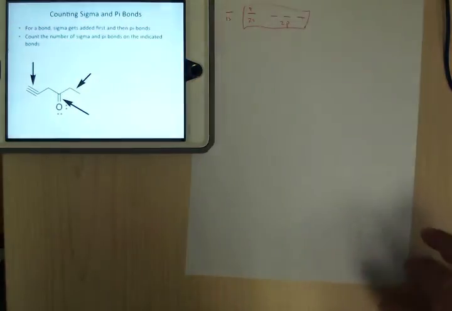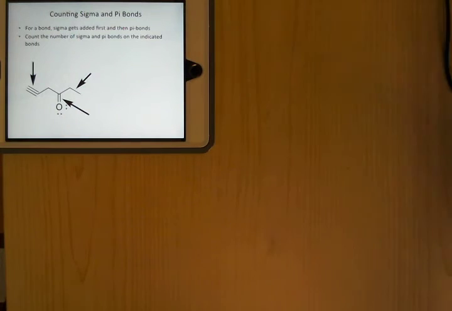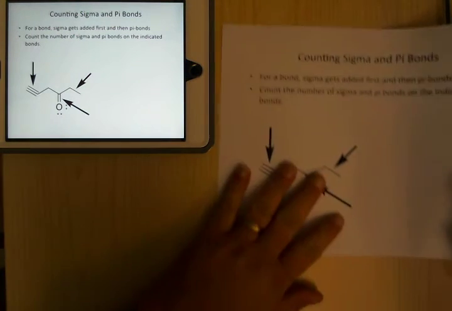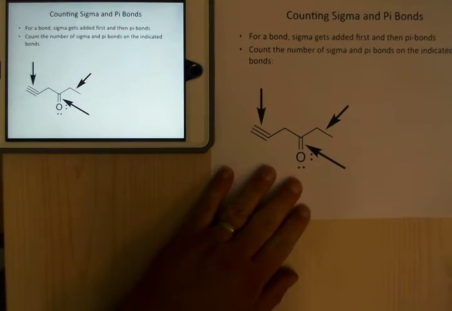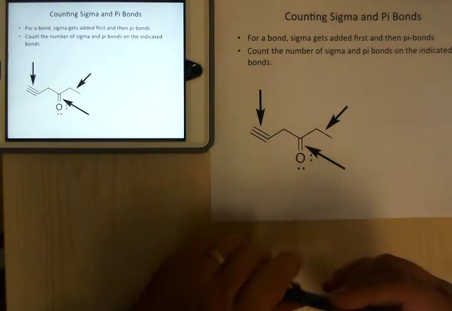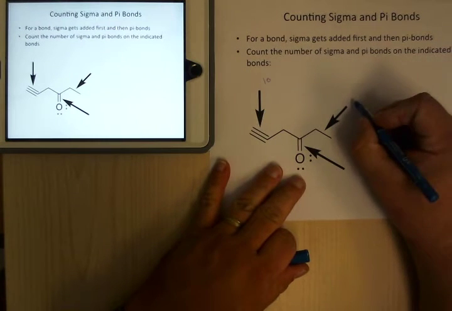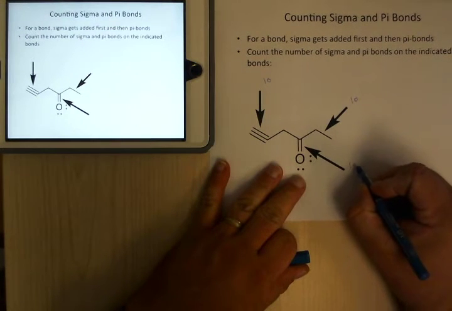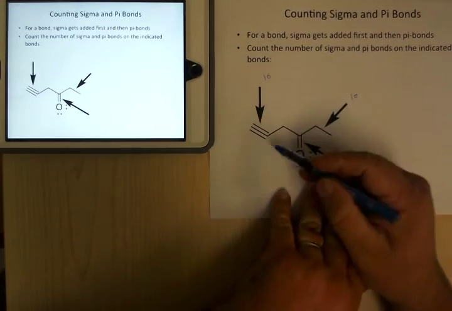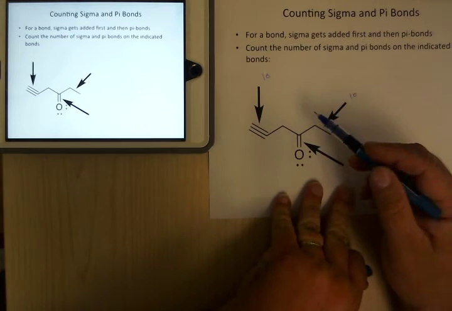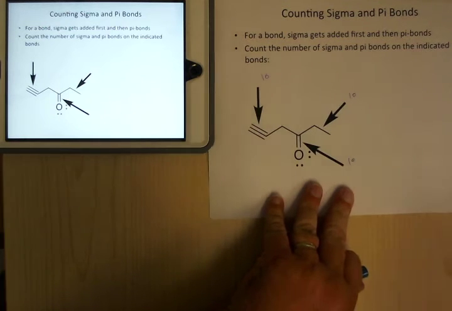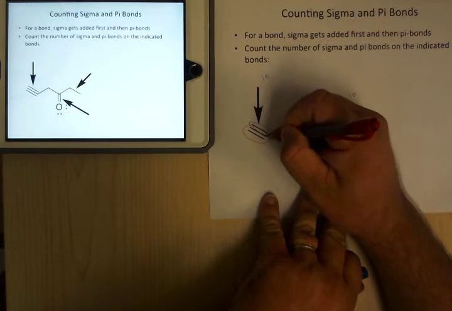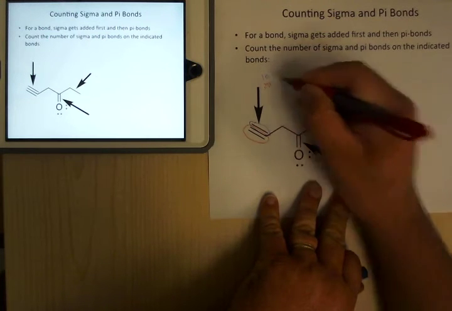Okay, so how do you count the sigma and pi bonds? With that, what ends up happening is every bond is always going to have one sigma. One sigma, one sigma, one sigma. Now each additional bond beyond that first one is going to be a pi. So here's the sigma, and that means these two right here are 2 pi bonds.